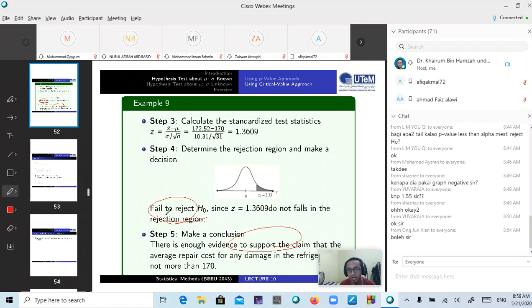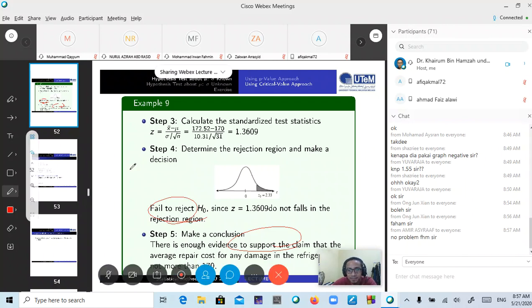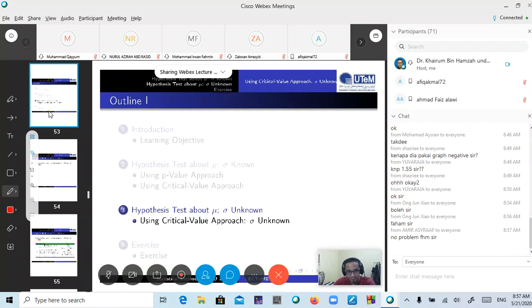Faham koridor? Ke tak tahu nak tanya yang mana? Faham. Okey. Kalau faham, saya akan masuk next one.